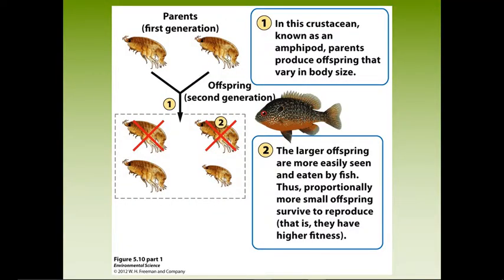This is the first part of diagram 5.10, and the next couple slides go into the second and third part. This first part shows two amphipods reproducing, which create offspring that differ in size. As you can see from the diagram, larger fish tend to eat the larger amphipods because they're a bigger food source. They give them protein, meaning the smaller ones tend to survive over the larger ones.